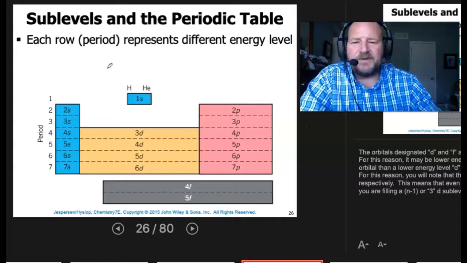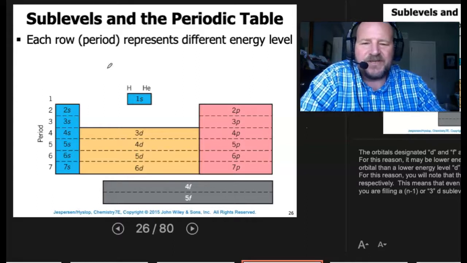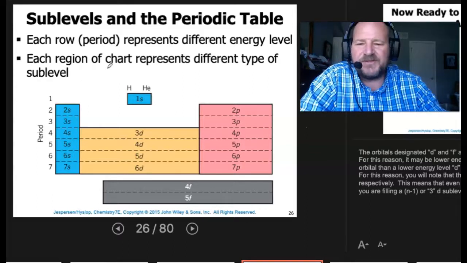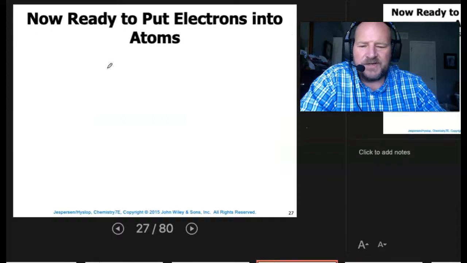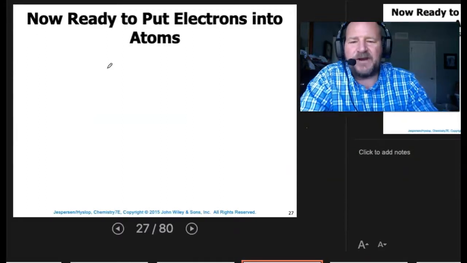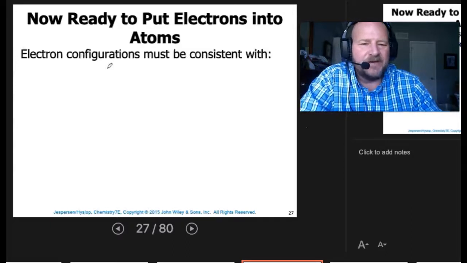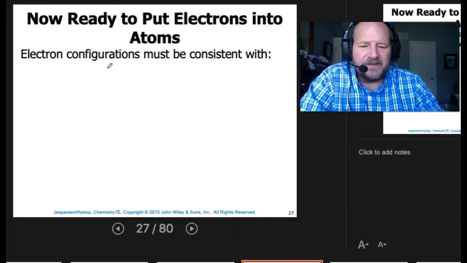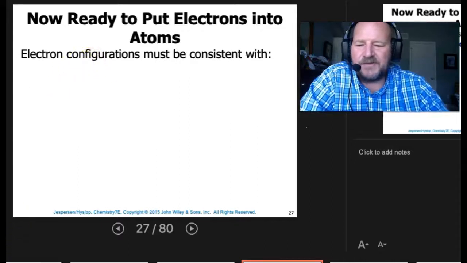The sublevels of the periodic table: each row represents a different energy level, and then of course each region of the chart represents a different type of sublevel. All right, so we're going to stop the segment here. We're 25 minutes in, and next we're going to look at being ready to put electrons into atoms. And so we're going to get more into the electron configurations of things. All right, so stay tuned for that.